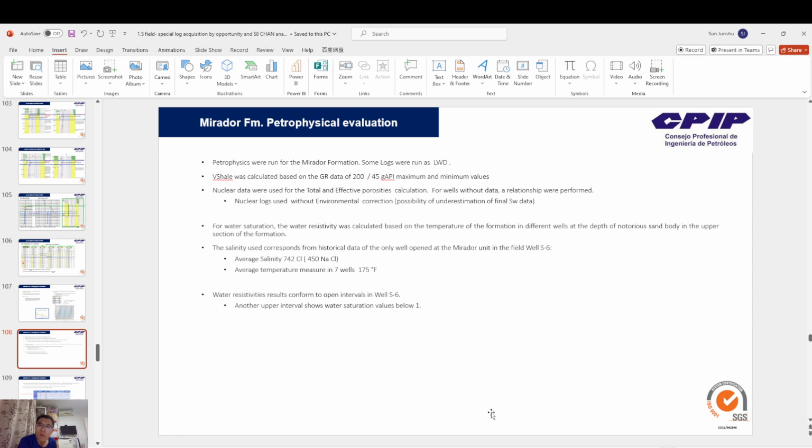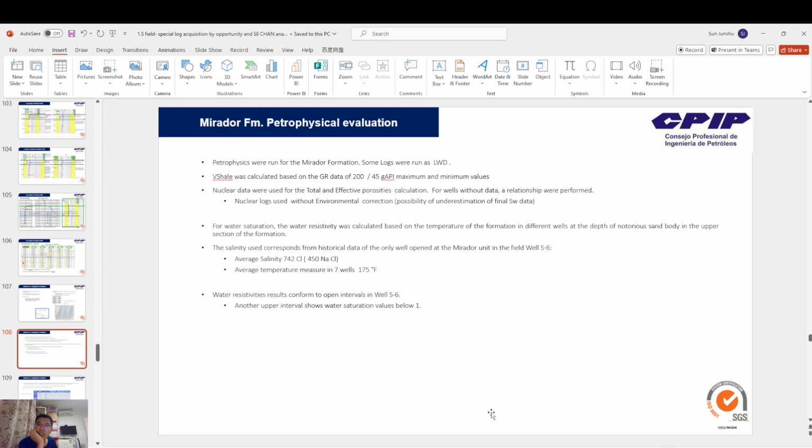Petrophysics were run for the Mirador formation. Some logs were run as logs while drilling. Shale volume was calculated based on the gamma ray data of 20 to 45 API, maximum and minimum value. Nuclear data was used for the total and effective porosity calculation. For wells without data, a relationship was performed. Nuclear logs used without environmental correction. Possibility of an estimation of final water saturation data.